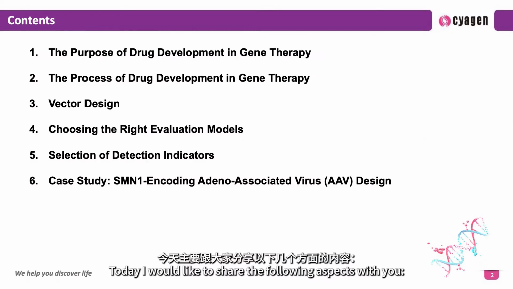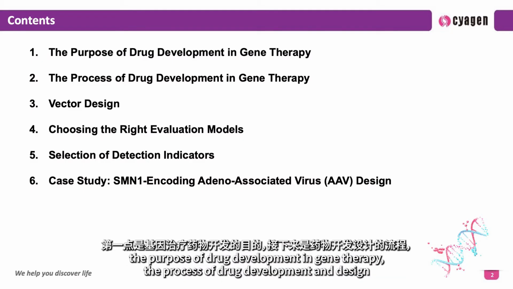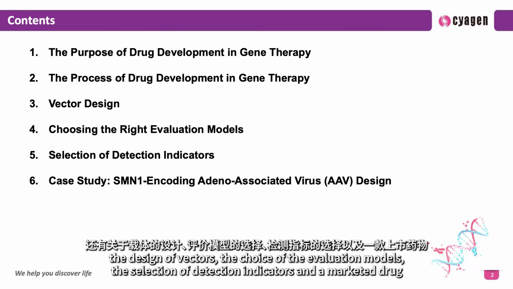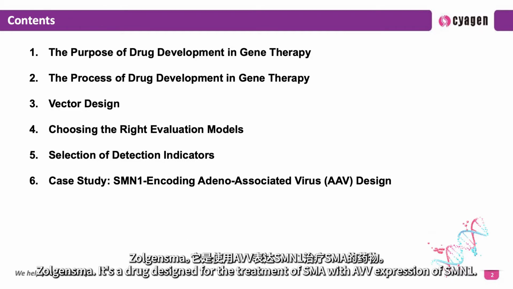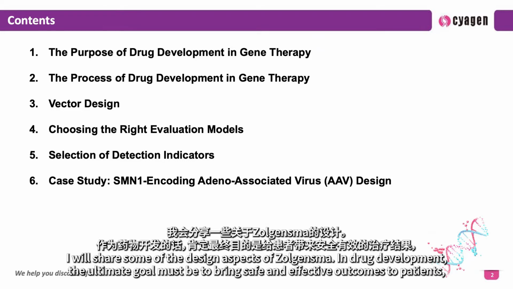Today I would like to share the following aspects with you: the purpose of drug development in gene therapy, the process of drug development and design, the design of vectors, the choice of the evaluation models, the selection of detection indicators, and a marketed drug, Zolgensma. It's a drug designed for the treatment of SMA with AAV expression of SMN1. I will share some of the design aspects of Zolgensma.